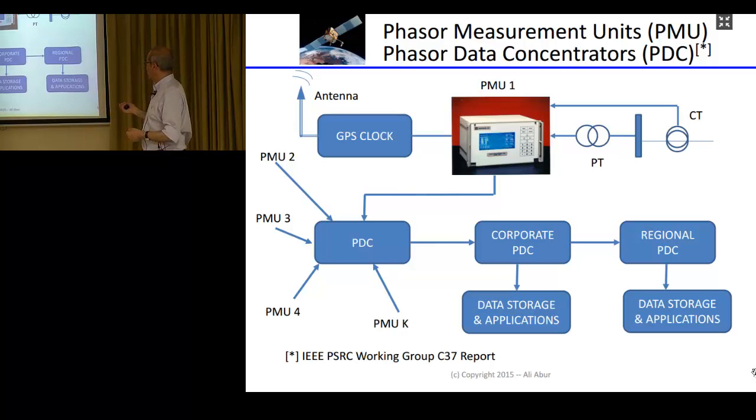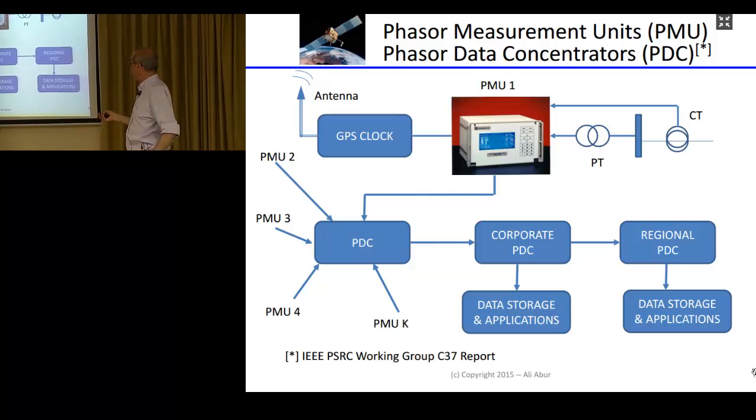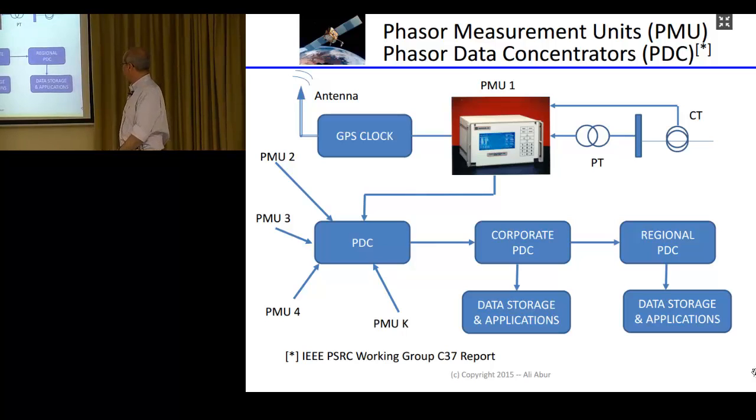So you essentially have a set of samples which are all timestamped, and these are sent to what is called the phasor data concentrators. And of course they may be configured different ways. This is just one configuration I'm showing. So it's as if it's receiving signals from different PMUs.